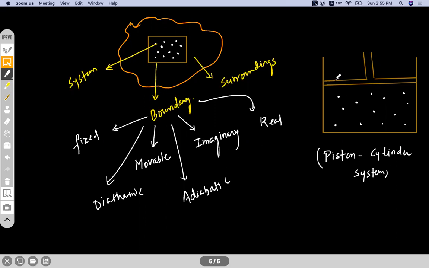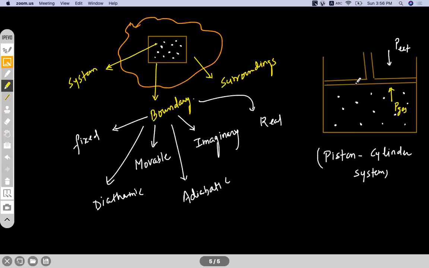Now, it's up to us whether we fix this piston or keep the system like this, so that it can move up and down depending upon the external pressure, P external, and this is the pressure of the gas. When these two pressures are equal, the piston will be static. It won't move, isn't it? If the piston is fixed, then also it won't move, and there's no shifting of the piston, no up and down movement.